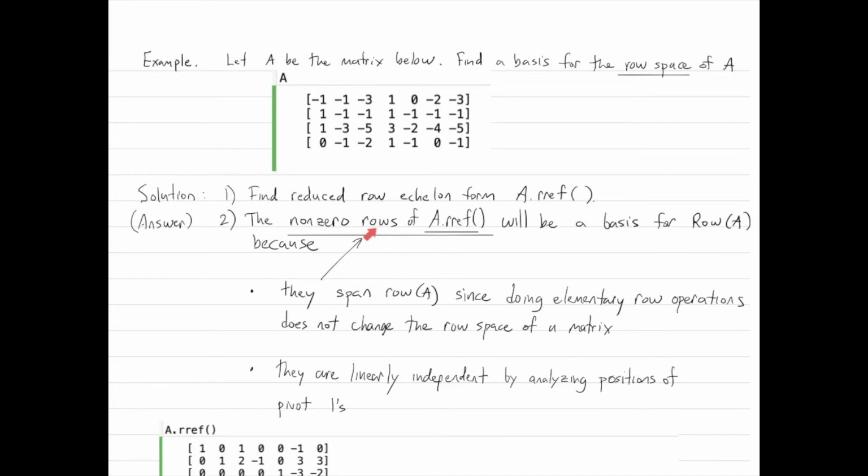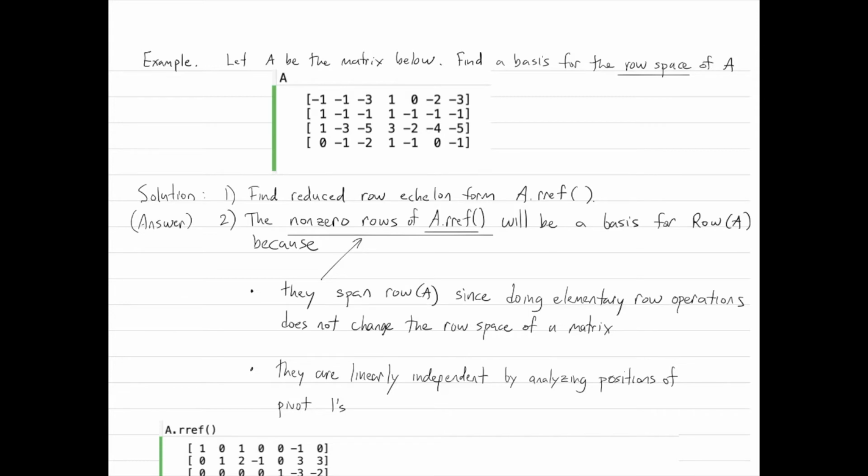Again, these are the non-zero rows, not of A, but of the reduced row echelon form of A. Okay, now why is this the case? That's because these rows span the row space of A, since this fact we've just seen is that doing elementary row operations does not change the row space of a matrix. So if we start with the matrix A, do a bunch of elementary row operations to get to the reduced row echelon form, both of these matrices A and A_RREF will have the same row space.